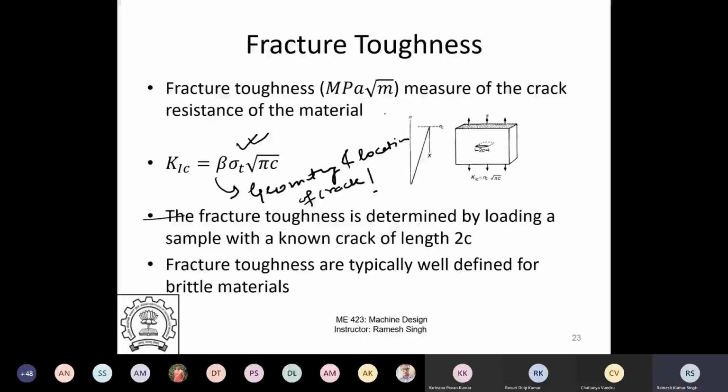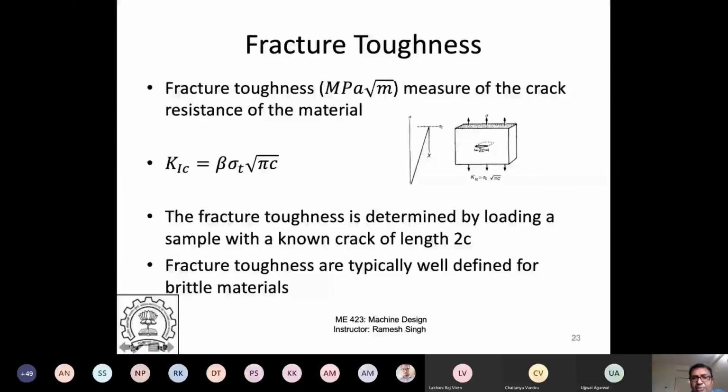Let me just delete everything. Just 1 second. I'll use the pointer mode and then maybe I'll be able to do it. Yeah. So basically there is beta here and then there is sigma T root pi C here. So for fracture toughness, you have a pre-created crack of 2C length. And then you apply stress sigma, and it fails at some stress sigma T. This is that sigma T stress. And there is a beta term here. This beta term is because of geometry, because of where the crack is located and what the size of your specimen is. So to accommodate for that, you would need beta.